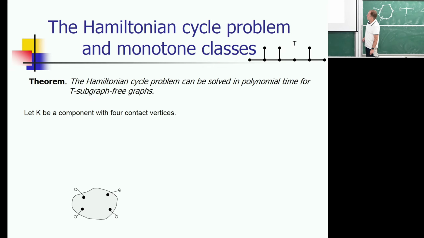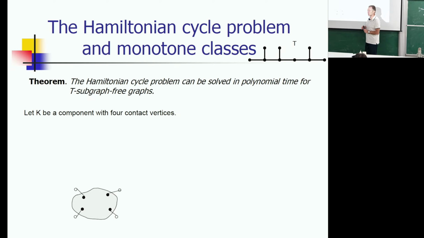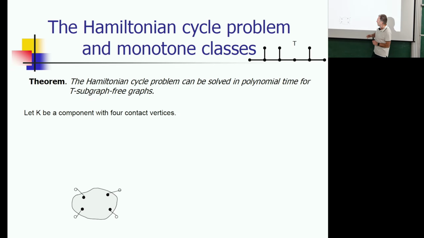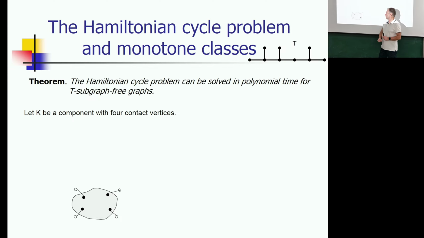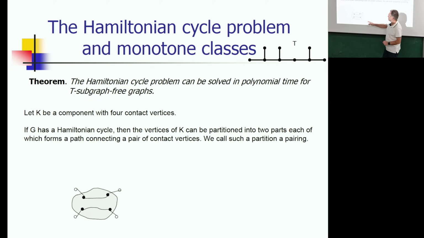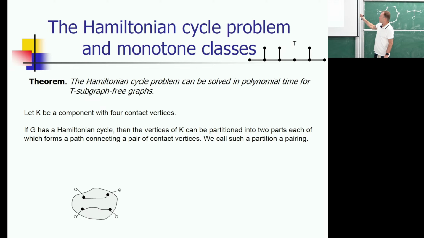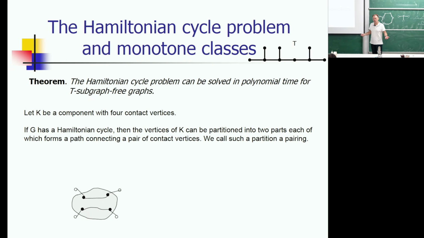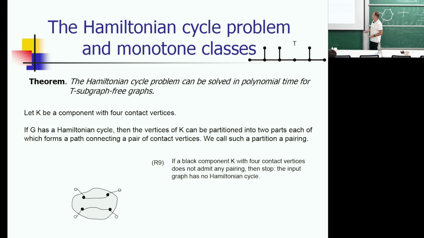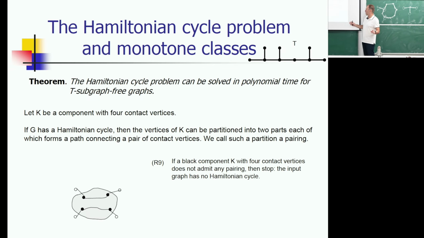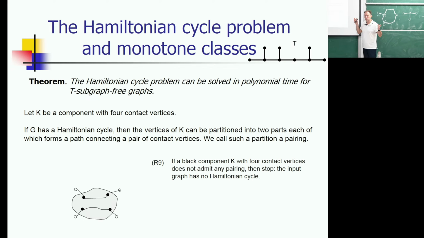Now let's look at a black component with 4 contact vertices. If a Hamiltonian cycle exists, then we must be able to partition the vertices of this black component into 2 parts, or 2 paths, connecting vertices somehow. Let's say something like this, connecting this vertex to this and this to this. I call this pairing. A pairing, again, may exist, may not, and if a black component with 4 contact vertices does not admit any pairing, then you stop. The graph has no Hamiltonian cycle.